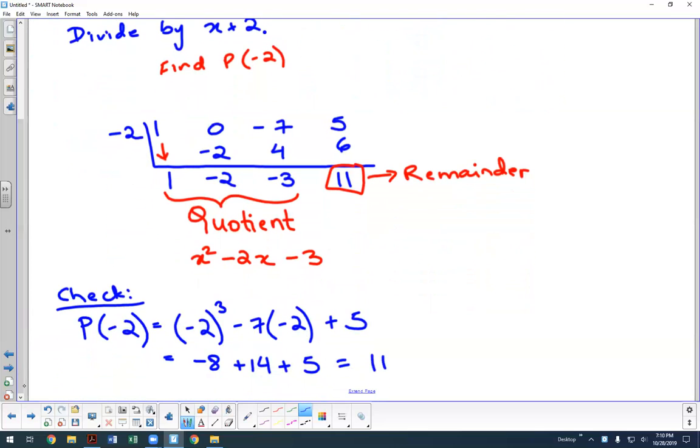So Amy, you said synthetic had always been a little confusing for you. How are you feeling right now? Makes sense now. It makes sense now? Okay. Okay, no, that's good. Anybody have questions on these two methods? Ordinary division and synthetic division. Okay.